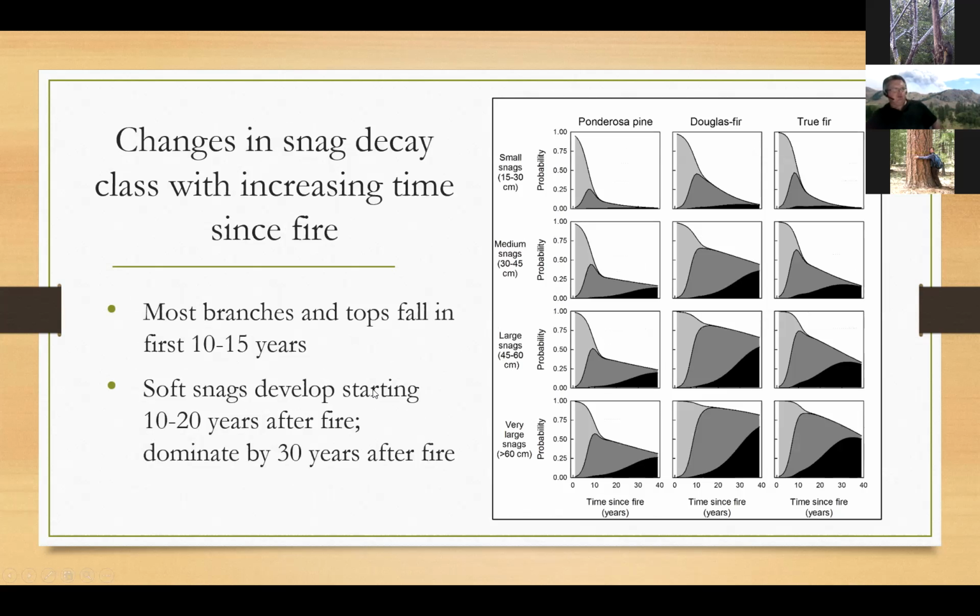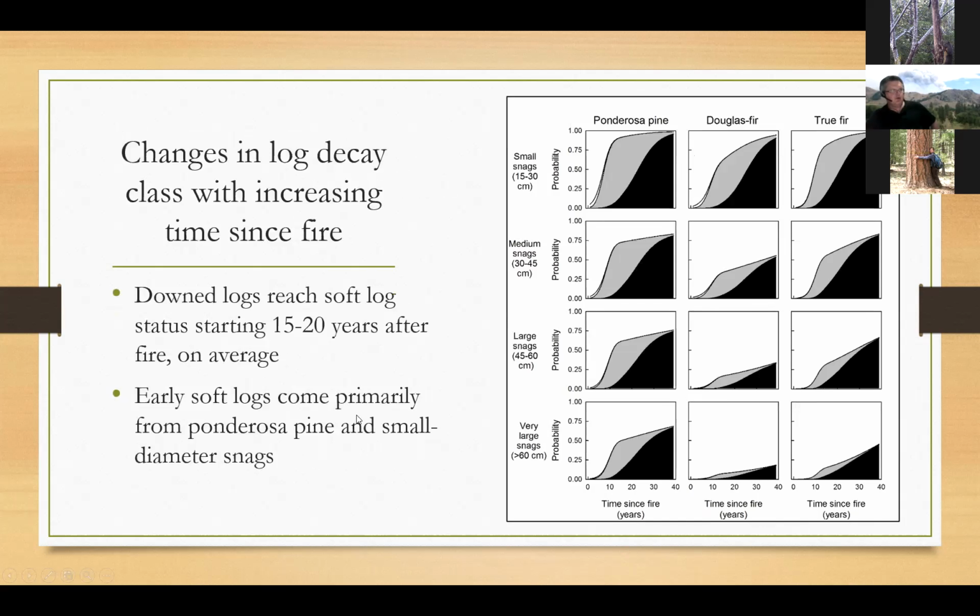Just some similar trends, changes in snag decay class, where we're just using three decay classes. So these black areas represent pretty soft snags that you could kind of kick your foot into pretty easily. The gray are snags that have lost a lot of their branches and tops, but are still fairly structurally sound. And so basically, again, we're seeing most branches and tops are falling in the first 10 to 15 years. And soft snags are developing starting around 10 to 20 years after fire, and then become dominant around 30 years after fire. Similar story for the logs, just kind of a mirror image.